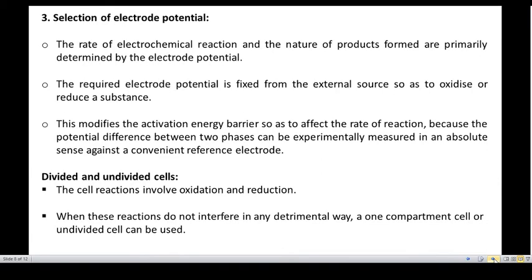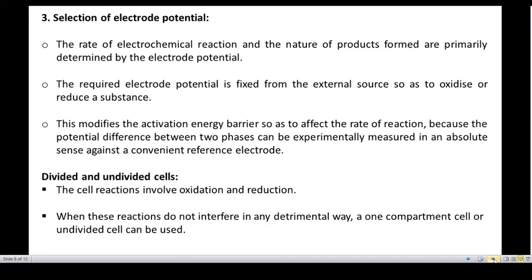Next is the electrode potential. Once you have selected a particular electrode and a particular geometry of the cell, the next step is the selection of the electrode potential. You know the electrochemical series of a particular element. Based on that you can tell whether it has more oxidizing power or more reducing power, etc.